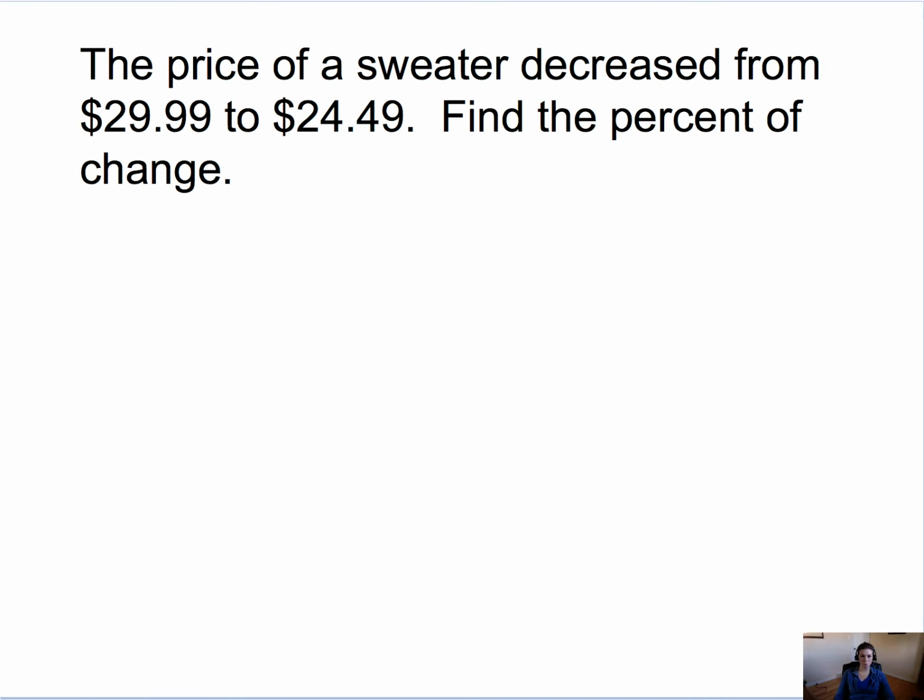It says the price of a sweater decreased from $29.99 to $24.49. Find the percent of change. Well, clearly this is a percent of decrease because the price of the sweater went down. That's why I say that that's common sense. It's just obvious. So now to find the percent of change, we want to take the amount of change divided by the original amount. Well, to figure out the amount of change, all we have to do is subtract these two numbers, because that'll tell us how much the price changed.